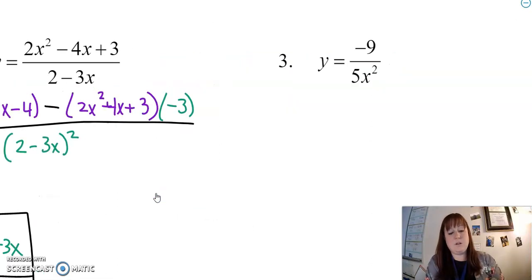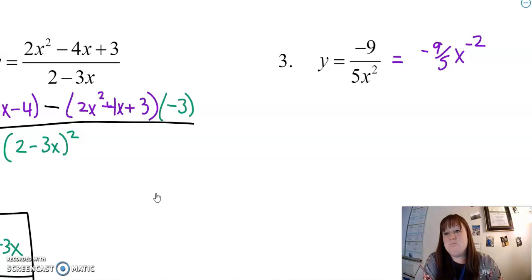Here we have another one. We're going to rewrite this. Now, when you rewrite this, make sure you're not differentiating and rewriting at the same time, okay? Because that's a big mistake a lot of people make. Let's just rewrite it first with a negative exponent, then differentiate. So we're going to rewrite this as 9/5 x to the negative 2.